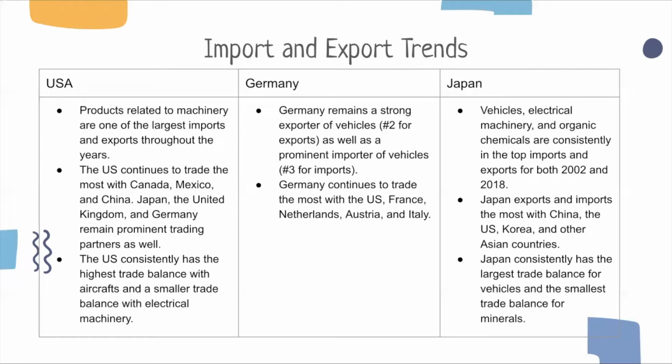And then focusing on Japan now, we saw that vehicles, electrical machinery, and organic chemicals were consistently in the top imports and exports. And due to intra-industry trade, we know that it's normal for a country to import and export the same goods, and we know that trade still occurs because there is product differentiation. And then we saw that Japan exports and imports the most with China, the US, Korea, and other Asian countries.